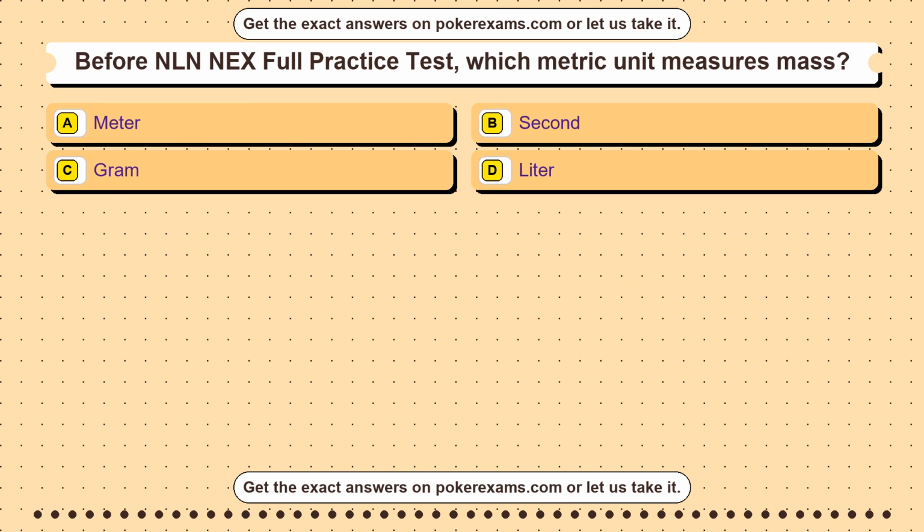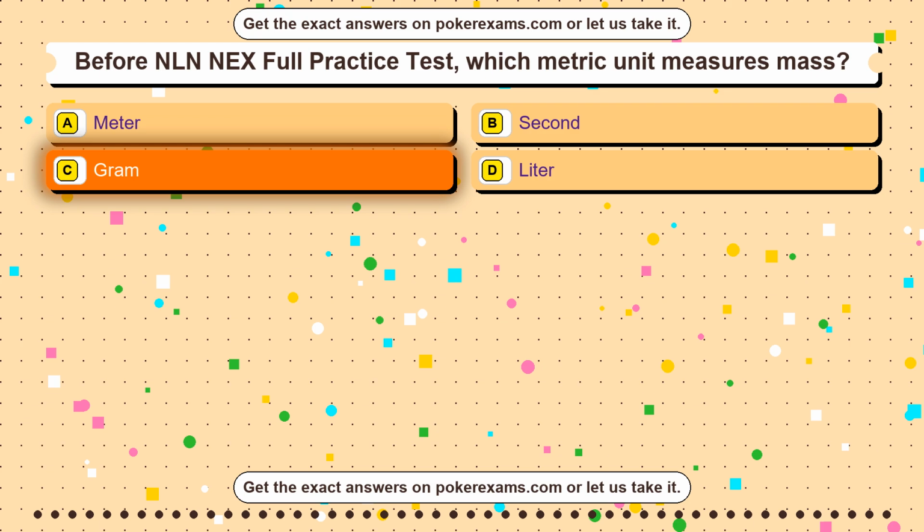Question 35. Before get functions practice, which process do plants use to make glucose? Option A, erosion. Option B, condensation. Option C, photosynthesis. Option D, respiration only. The correct answer is option C.